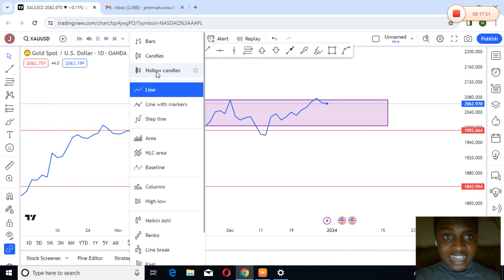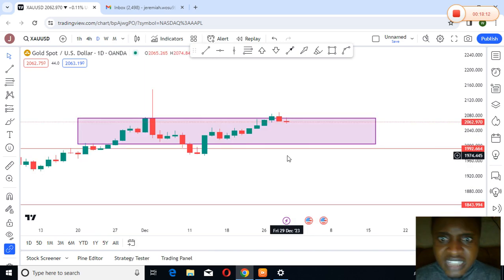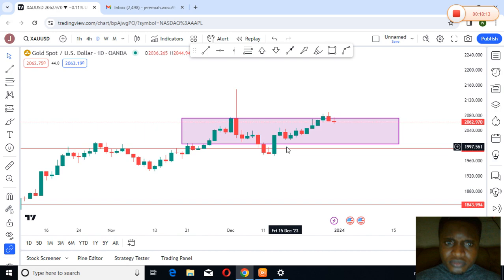But right now, from what I'm seeing on the daily, I've seen a bearish engulfing candle. This is a bearish engulfing candle, and the next candle also confirmed it. Let me zoom out very well. The next candle also confirmed that gold wants to fall to the downside. Now, what do I do at this point? Let me go to the 4-hourly time frame. Let's see what gold is trying to tell us at this point.